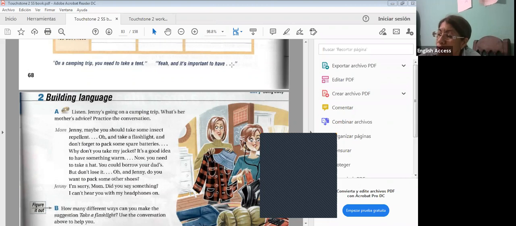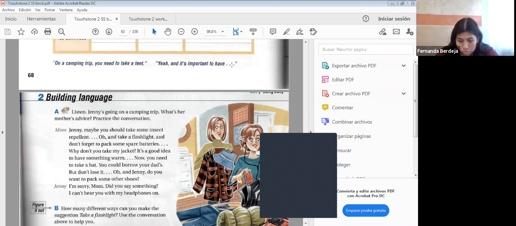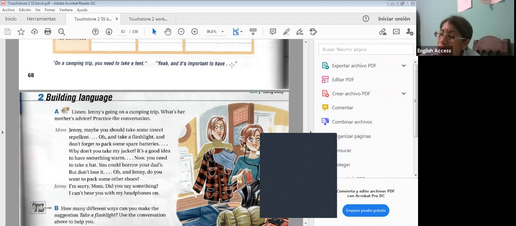Jenny, maybe you should take some insect repellent. Oh, and take a flashlight. And don't forget to pack some spare batteries. Why don't you take my jacket? It's a good idea to have something warm. Now, you need to take a hat. You could borrow your dad's, but don't lose it. Oh, and Jenny, do you want to pack some other shoes? I'm sorry, Mom. Did you say something? I can't hear you with my headphones on. Imagine that.